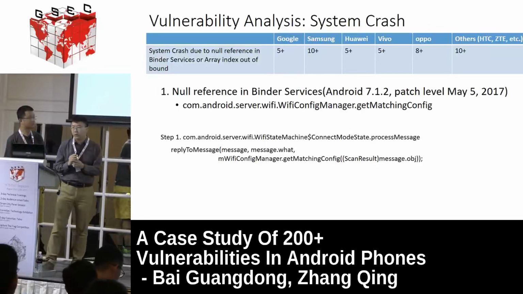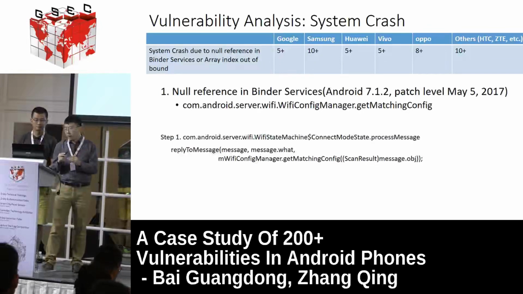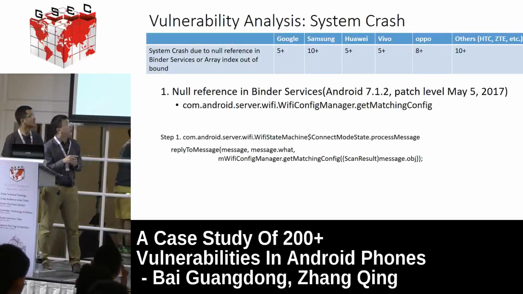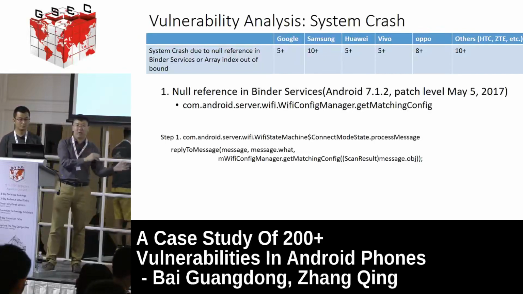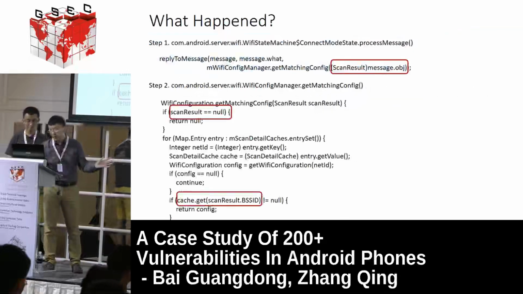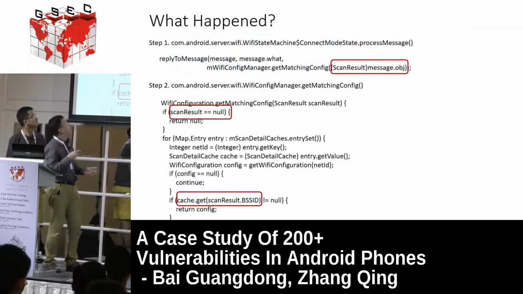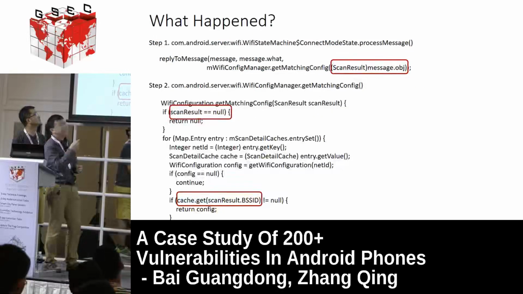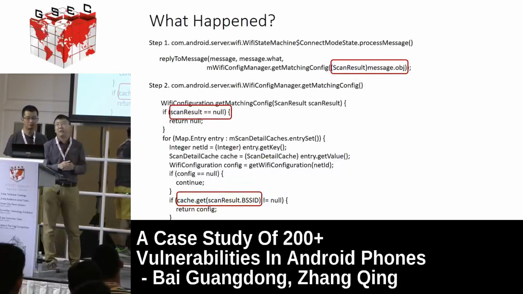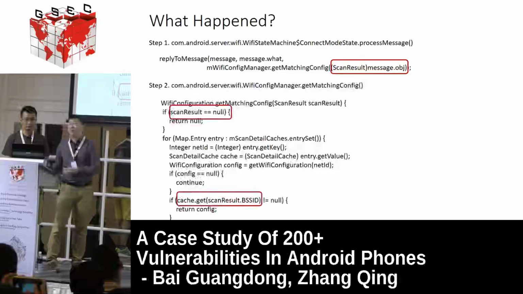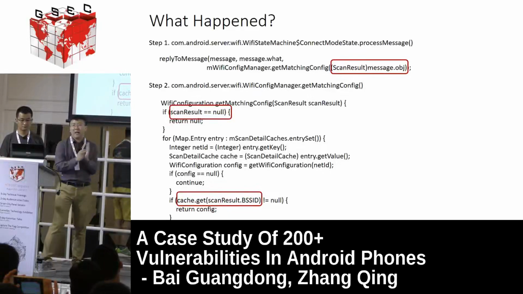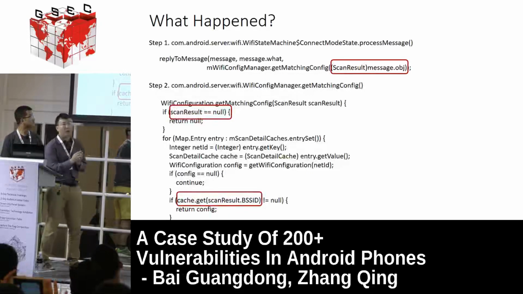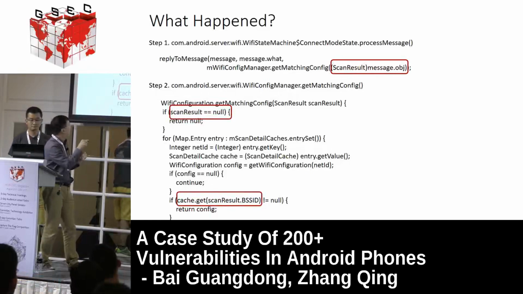process message, what it does is it just uses a message object obtained from another component as a parameter to invoke a particular function. So we look at here. This function will first check whether the object obtained from another component is null. Okay, so that is the first guard. If it is null, it will just terminate. Otherwise, it will go into this place.